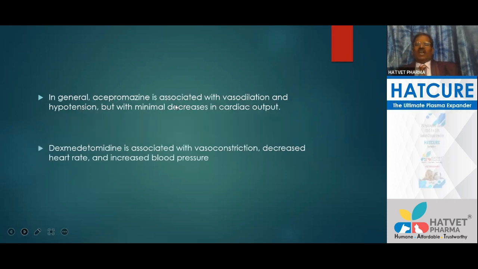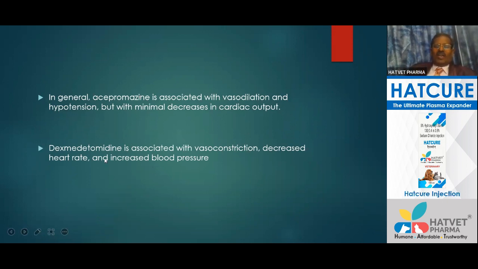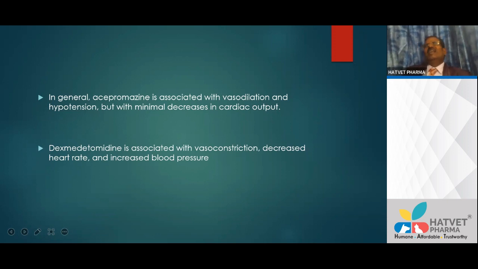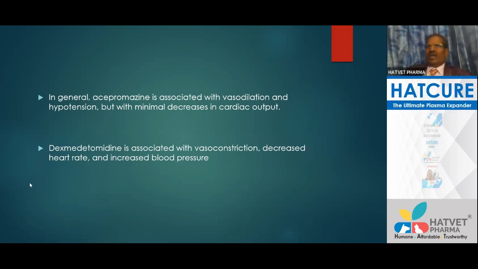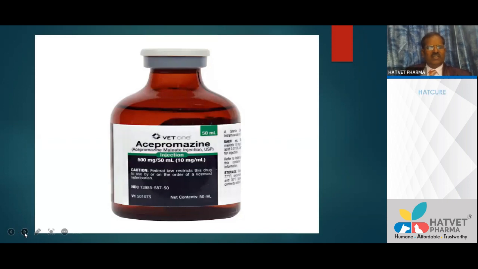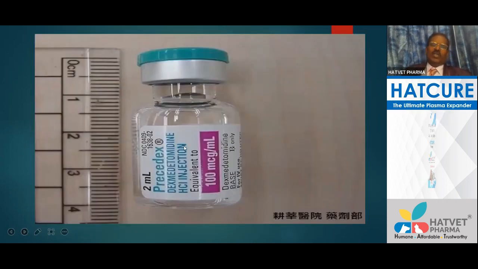In general, azithromycin is associated with vasodilatation and hypotension, but with a minimal decrease in cardiac output. Dexmedetomidine is associated with vasoconstriction, decreased heart rate, and increased blood pressure. Azithromycin, dexmedetomidine, all these drugs are commonly used in veterinary practice, especially in the critical care unit or when animals are going for surgery. When they use these drugs, they must understand that azithromycin is associated with vasodilatation and hypotension, and dexmedetomidine with vasoconstriction. This is the azithromycin. And this is the dexmedetomidine.